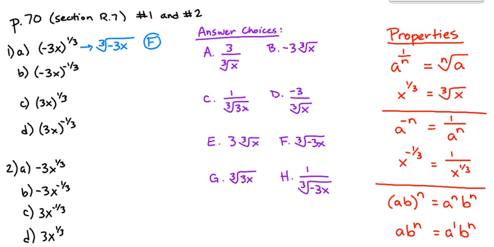Part B, we have a 1/3 power, but we have a negative in front of it. So let's deal with that negative exponent by making it the reciprocal, or 1 over negative 3x to the 1/3. And then let's change that 1/3 power into radical notation. So we have 1 over the cube root of negative 3x. Let's look at our answer choices. That is H. I think I'll cross off what we've used.